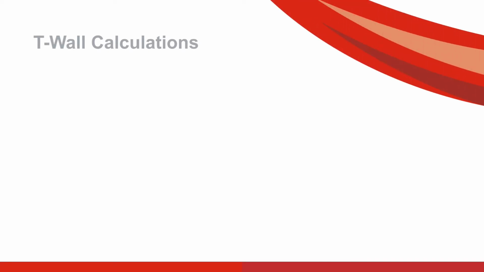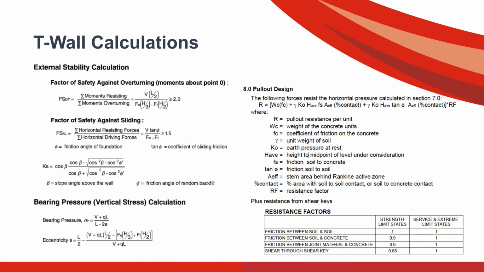To determine the factor of safety for overturning, we first had to calculate the total resisting moments that the wall exhibited on the soil, and the overturning moments that the soil exhibited on the wall. Then the factor of safety was calculated by dividing the sum of the resisting moments by the sum of the overturning moments. Next, to determine the factor of safety for sliding, we had to calculate the sum of the horizontal driving forces and the sum of the horizontal resisting forces of the wall.